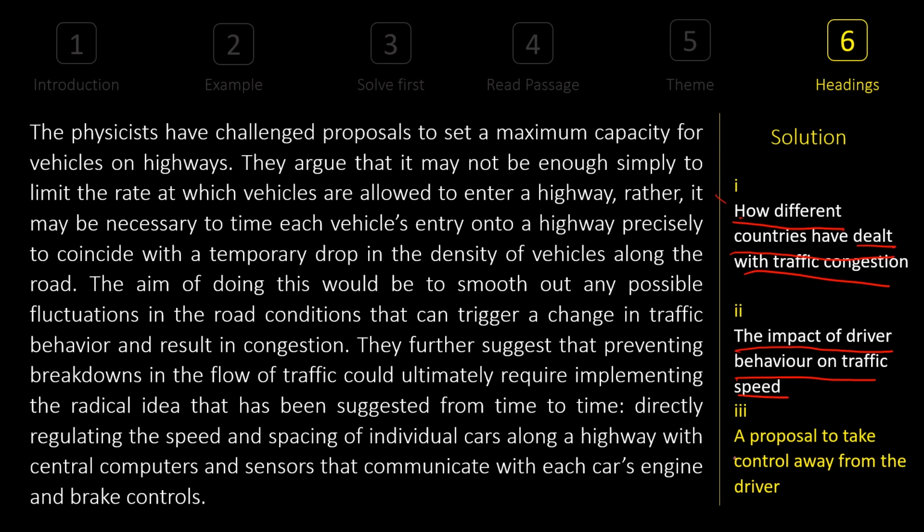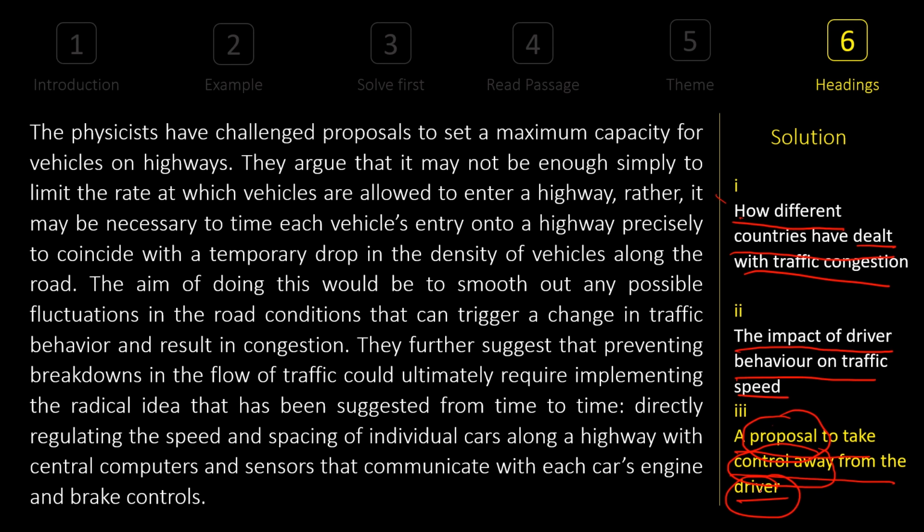And last one, a proposal to take control away from the driver. Now, there are three things here in this kind of question. The first one is the proposal itself. For what? To take control away from the driver. So, a proposal that takes control away from the driver. Three different things. You can't just look into control away from driver. It has to be a proposal.